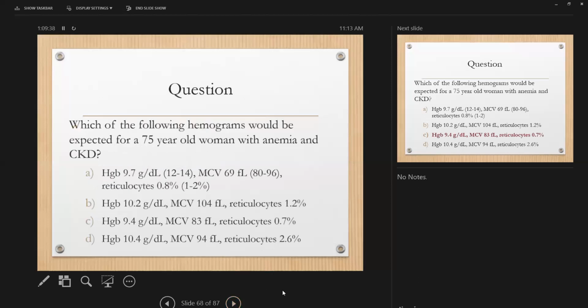Okay, because I said that, here's your question. Which of the following would you expect in a person who's 75 with anemia and chronic kidney disease? Which one would you expect to see? This is a hard question.